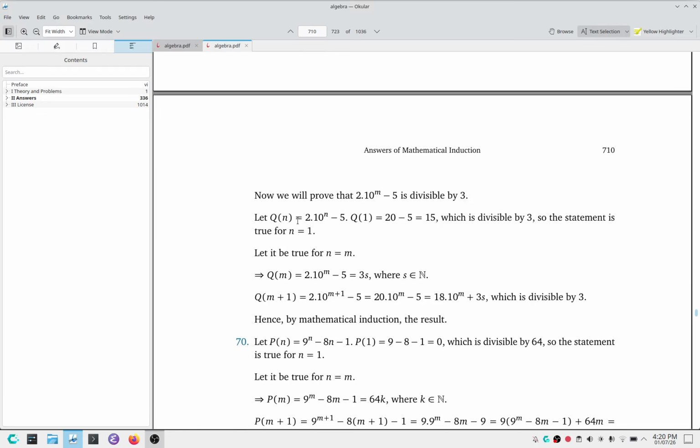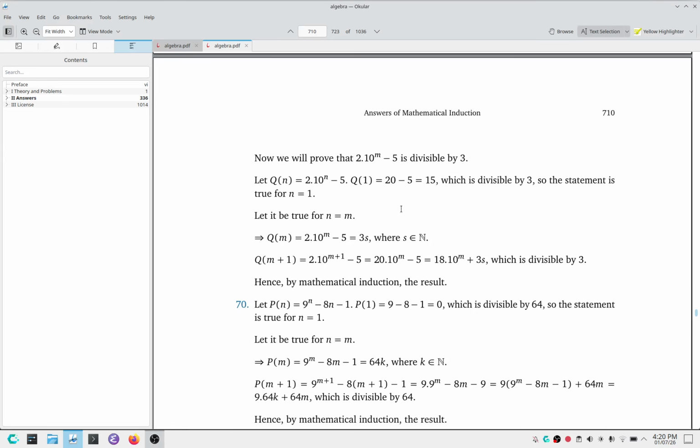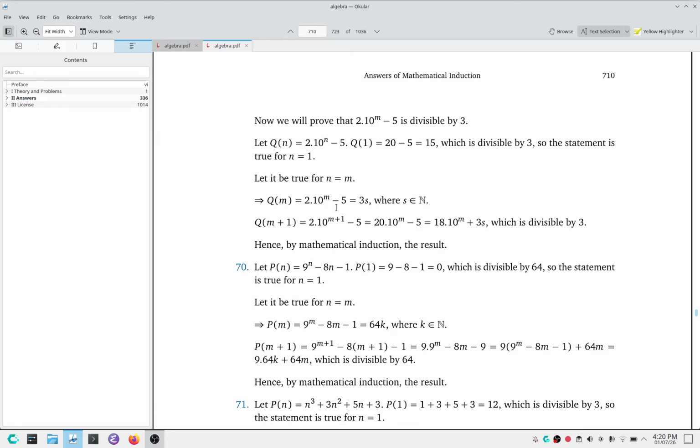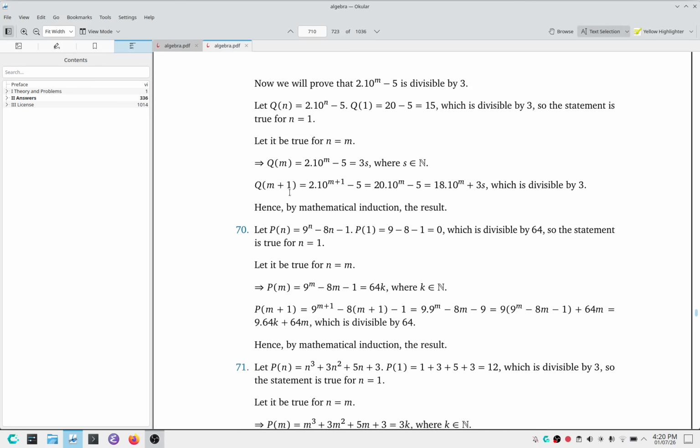Now we will prove that 2 times 10 to the power m minus 5 is divisible by 3. We put n equal to 1, we get Q1 equal to 15, so it is divisible by 3. Now we substitute n equal to m. Qm equal to 2 times 10 to the power m minus 5 is equal to 3s, whereas in the set of natural numbers, we substitute n equal to m plus 1, 2 times 10 to the power m plus 1 minus 5 is equal to 20 times 10 to the power m, which is equal to 18 times 10 to the power m plus 3s, which is divisible by 3, and hence by induction we have the result.